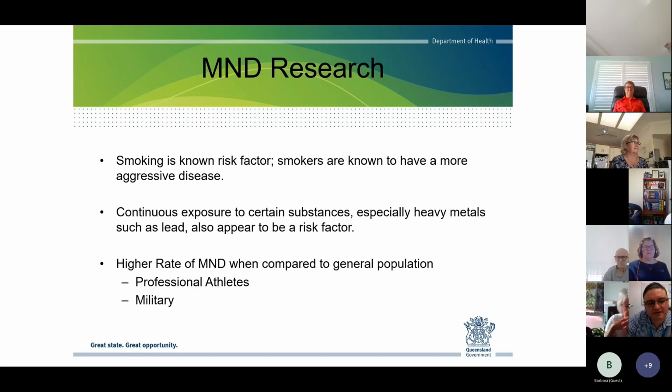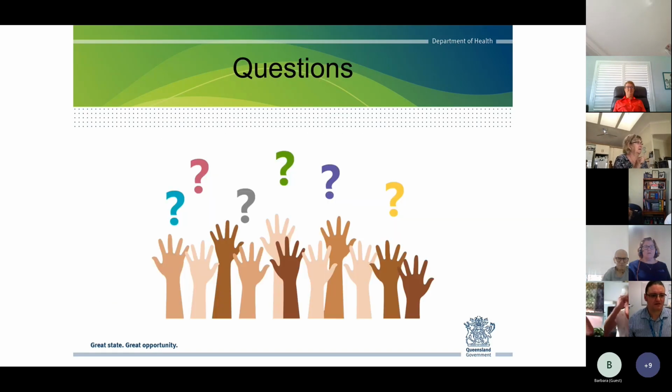Also, one of the other things I found, which I can back up in clinic, is a higher rate of MND when compared to general populations in professional athletes and military. I've had some pretty good athletes in my clinic, more local, and military. I don't deal with too much of the military, but there are definitely good cases out there saying there is. So that's just some of the references, but now it's time for questions if anyone has any.